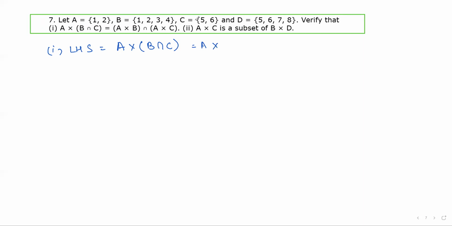B is 1, 2, 3, 4 and C is 5 and 6. There is nothing common between B and C. So this value will be equal to the empty set. We know that A cross the empty set will be equal to the empty set.